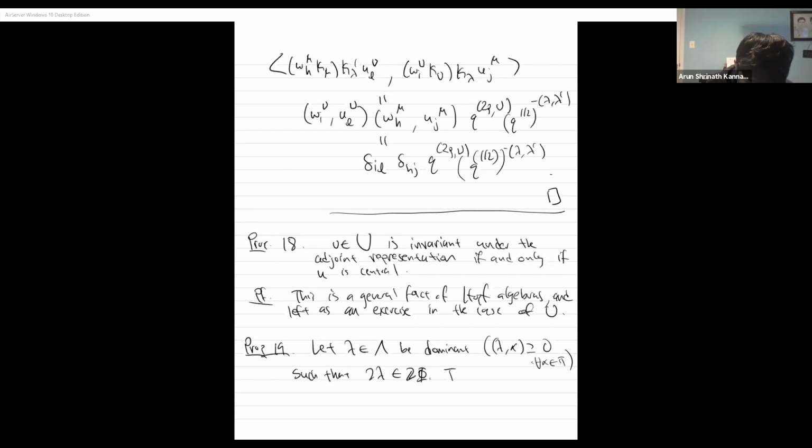Then there exists a unique z_λ in U such that the pairing of u and z_λ is equal to the trace on L(λ), this finite-dimensional representation, of the U action times the action of K_{2ρ}^{-1}, for all u in U.